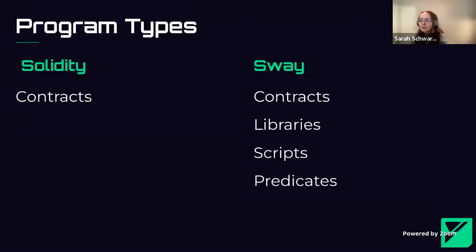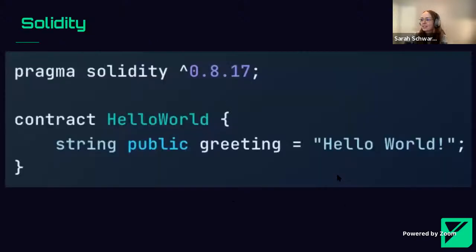With Sway, there are four different program types. You can write contracts, libraries, scripts, and predicates. And I believe we have a bounty out that is just for predicates for the hackathon.